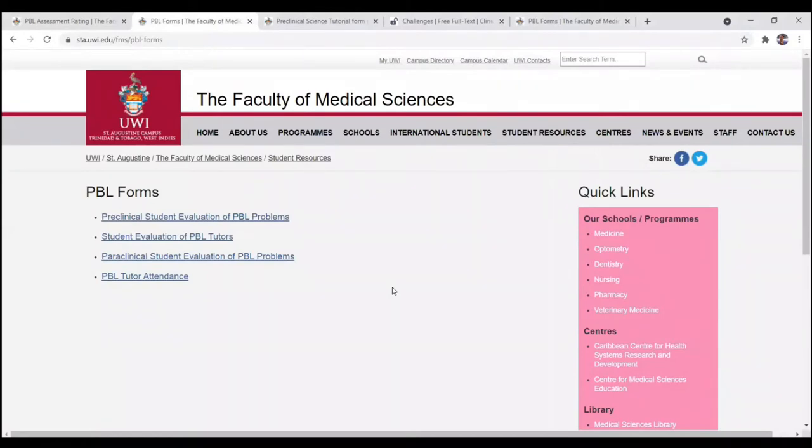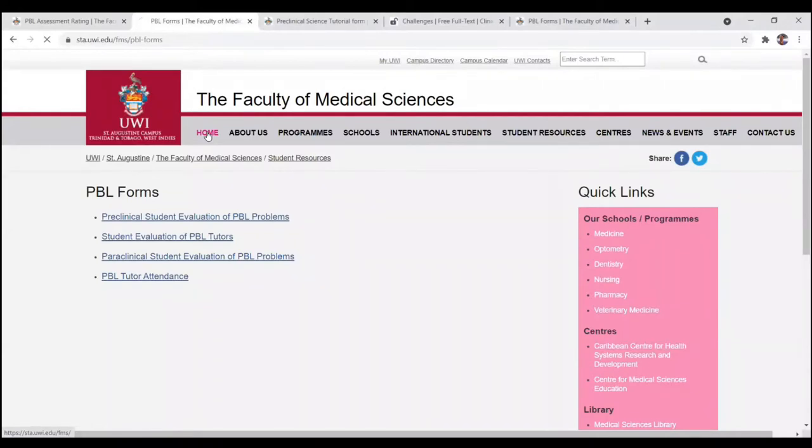Yes, sir. Yeah, so the forms are listed here: Preclinical students evaluation form, students PBL evaluation form, paraclinical, PBL tutor attendance. Can you see all these forms? Yes, sir. So after that, I'm just trying to go on the same screen.